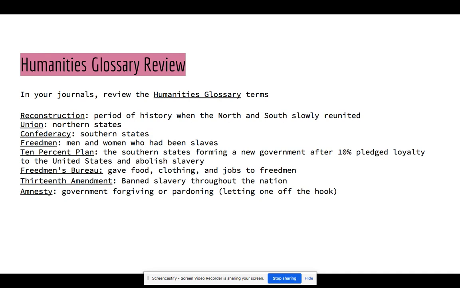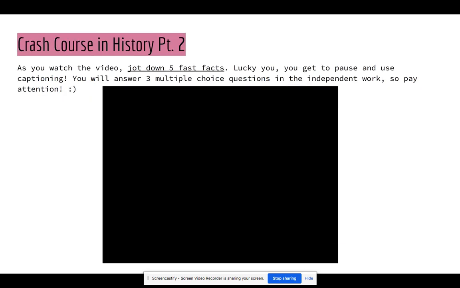So our humanities glossary review. Yes, Monday we learned about Reconstruction. We learned that the northern states were also described as the Union and the southern states are described as the Confederacy. We learned that freedmen are men and women who had been slaves. Today we're going to learn about the 10% plan. We're going to learn what the Freedmen's Bureau is and what it did for this country. You're going to identify the creation of and what the 13th Amendment does, and we're going to talk about amnesty.